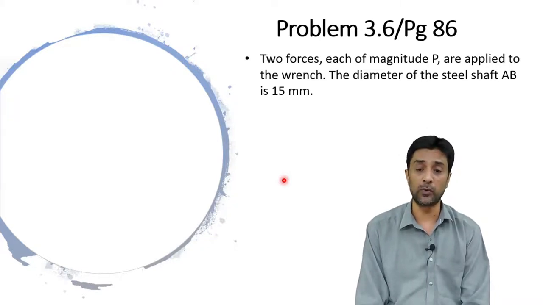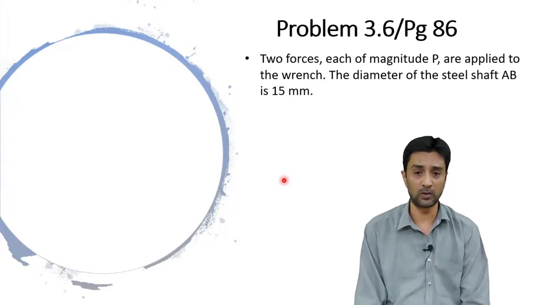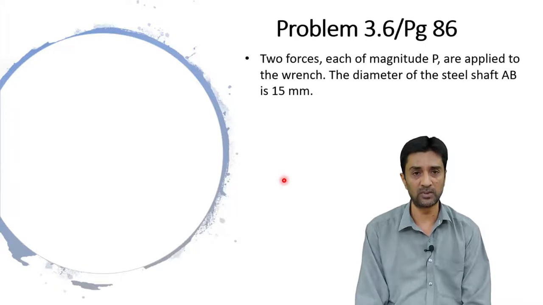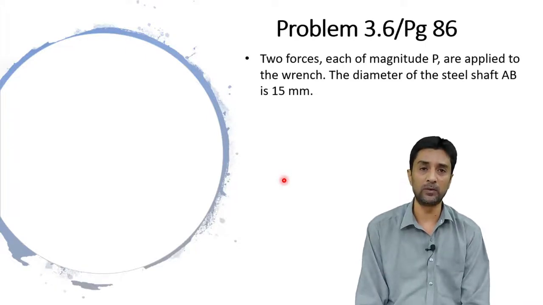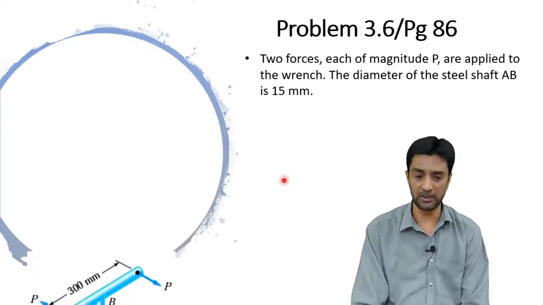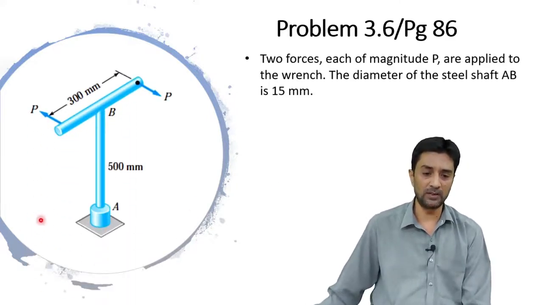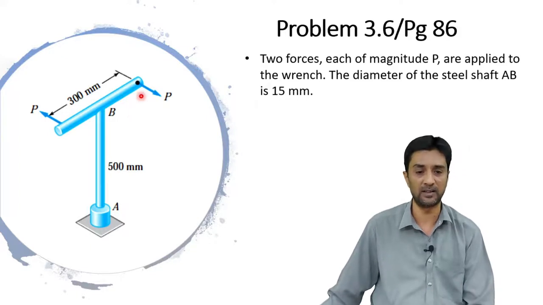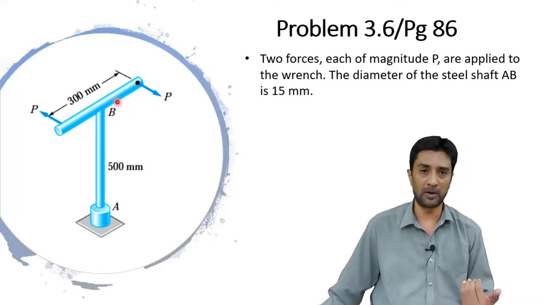So anyhow, in this particular problem there are two forces, each of magnitude P. So far there is no torque. There are two forces, and both forces are equal, applied to the wrench. The diameter of the steel shaft AB is 15 millimeter. This AB is a steel shaft, and these two forces, this one is P, this one is P, are equal but opposite in direction, and they are 300 millimeter apart.